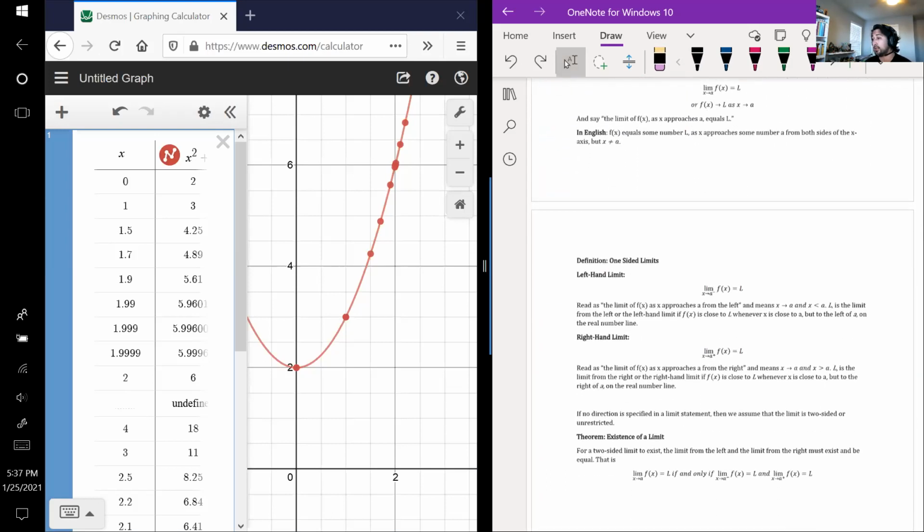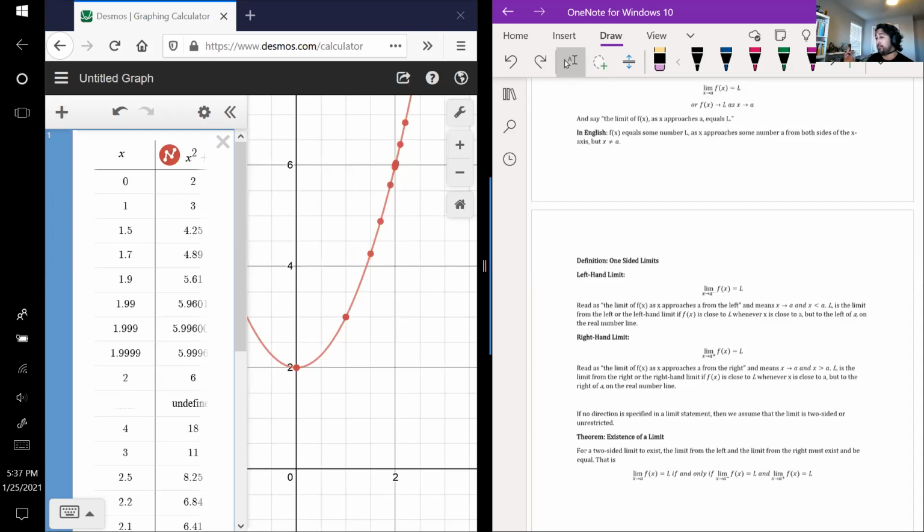And then what else does it say? L is the limit from the left, or the left-hand limit, if f of x is close to L whenever x is close to a, but to the left of a. So basically, we approached 2 from the left, and as x got closer to 2, we saw that y was getting closer to 6.